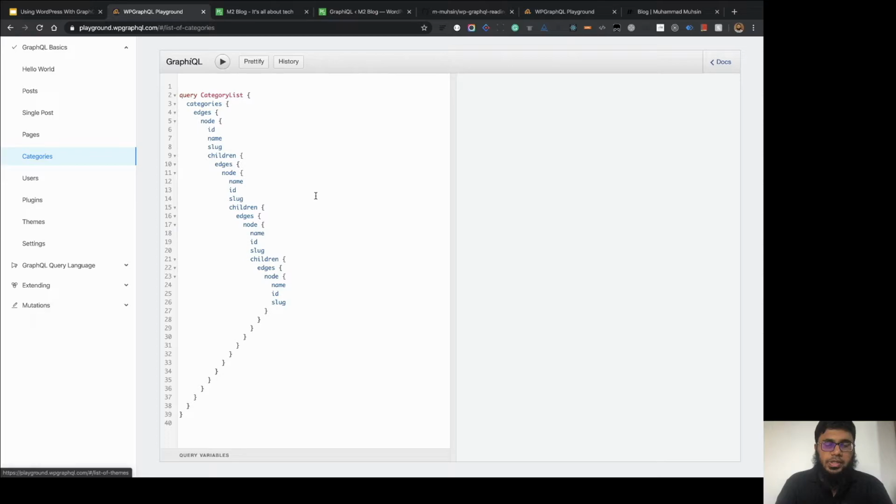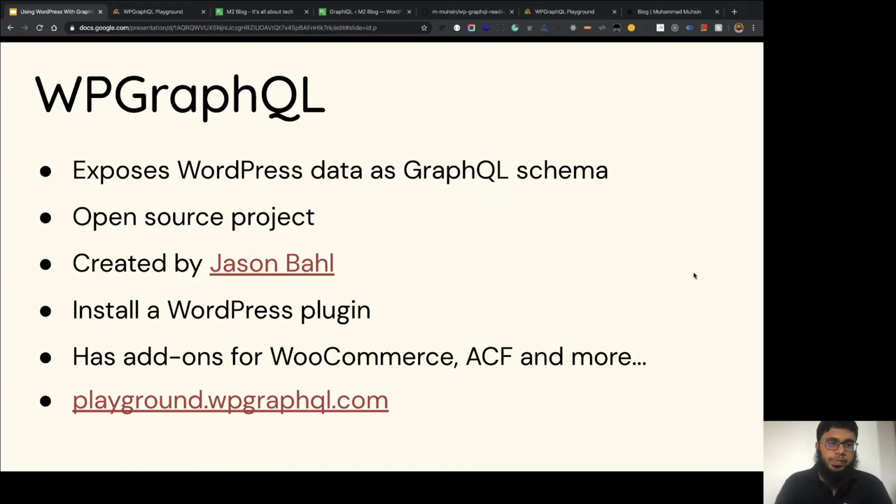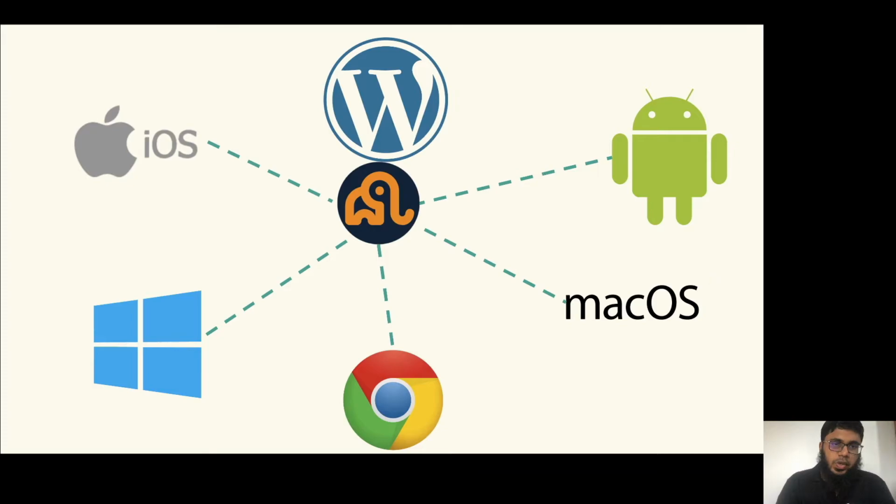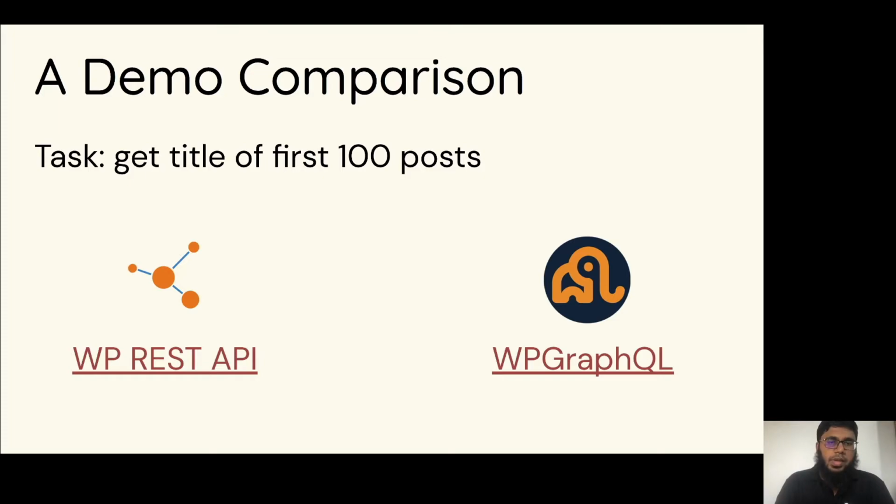Okay, now back to the demo. So we saw what the WPGraphQL playground was, and with GraphQL you can query WordPress data from virtually any GraphQL client. It can even be a web client or a desktop client or even a mobile application client.